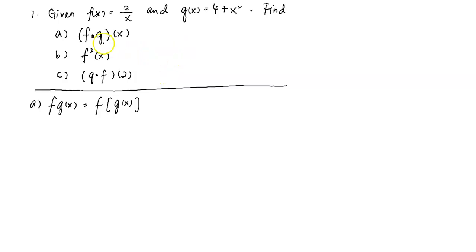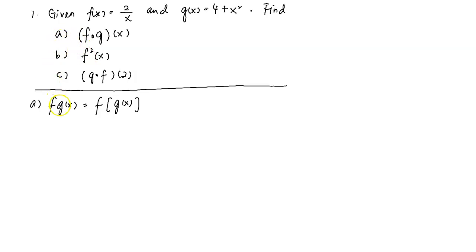Hi everyone. Let's look at this question about the function. We are going to find the composite functions fg(x), f(f(x)), and fg(2). Given the function f(x) equals 2 over x and g(x) is 4 plus x squared, we're going to find the composite function for each of the following.